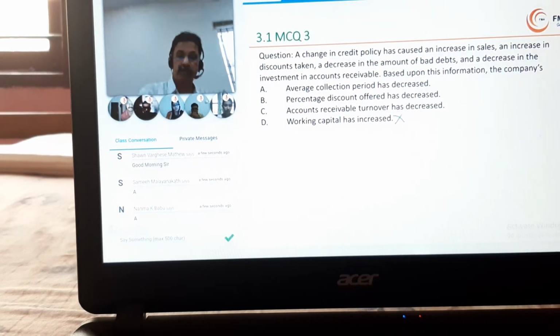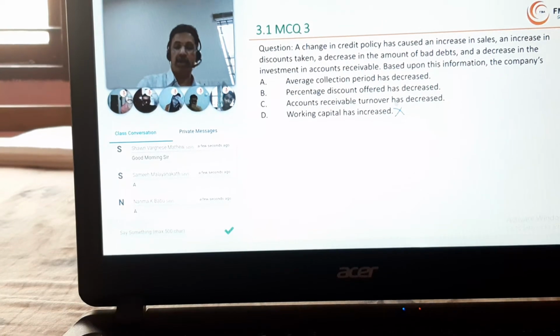So this is wrong. Account receivable turnover has decreased. What is accounts receivable turnover? Accounts receivable turnover is equal to turnover, that means net sales, divided by average receivables, right?